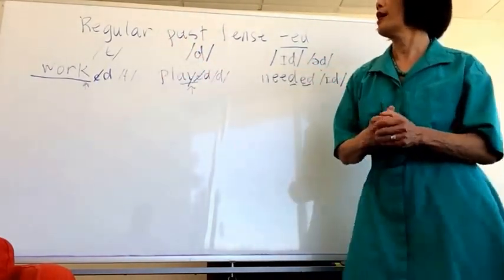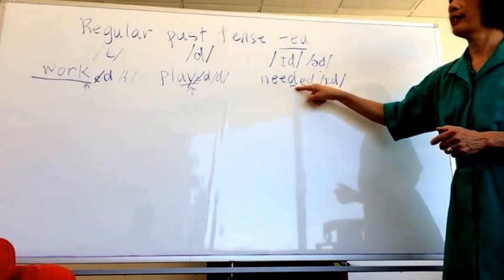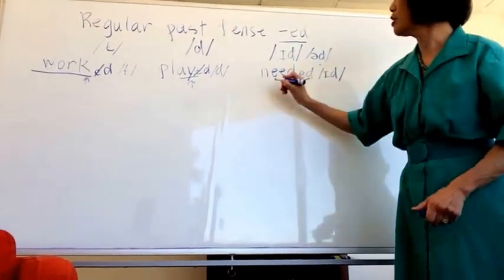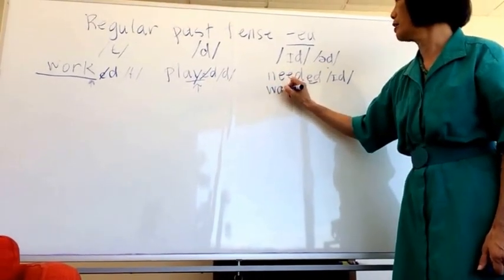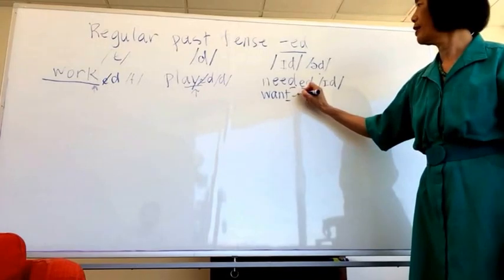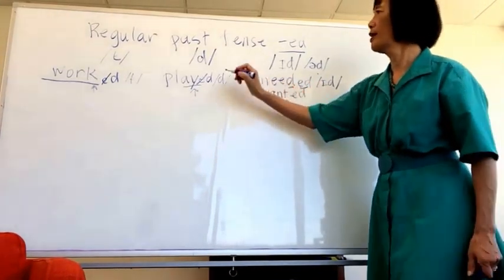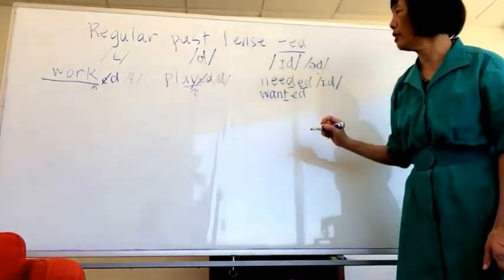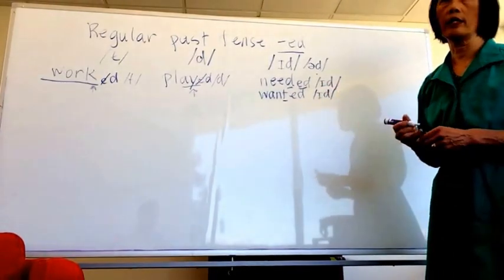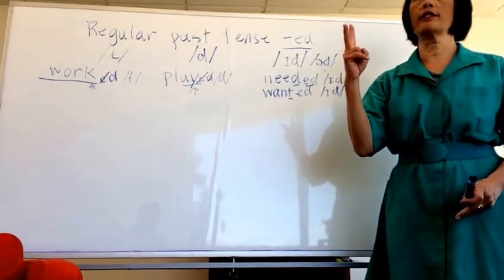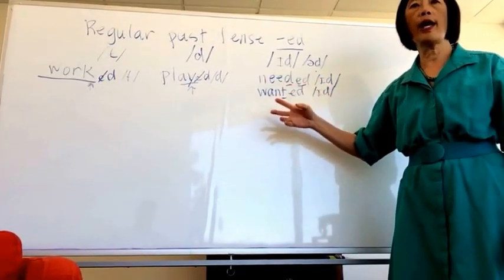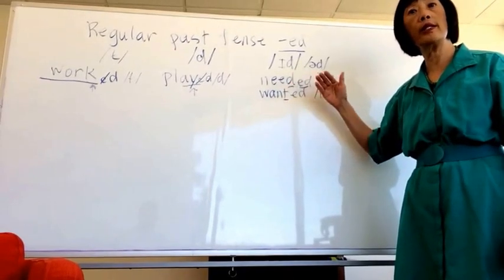If we know that it has d at the end, we need to add an extra syllable, needed. The other case is if it has t at the end. So for example, want, add ed, wanted. We cannot have 2 t sounds together, so we add another syllable and we say wanted. So in 2 cases, only with d ending and t ending, we add an extra syllable. We say wanted and needed.